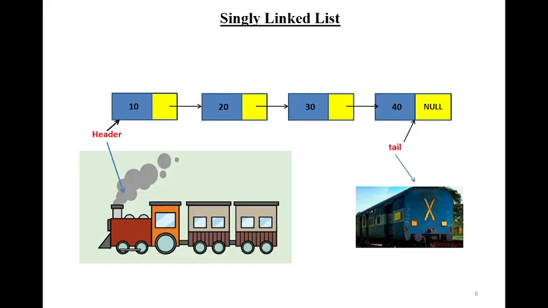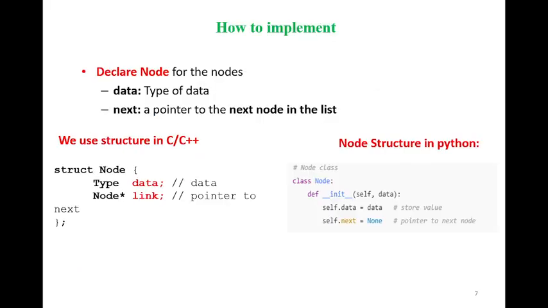So here you can find a simple example I have given. Here the engine of a train acts as the header, whereas in the last compartment of our train you can see an X mark that represents a null value. That means the end of the train. Likewise, how can we implement a single linked list?